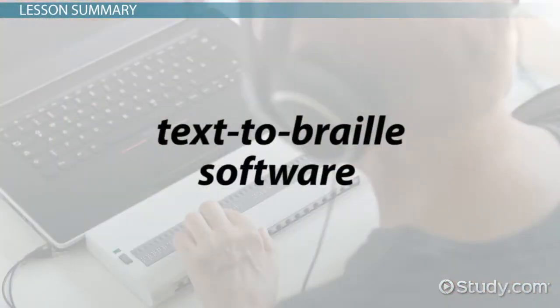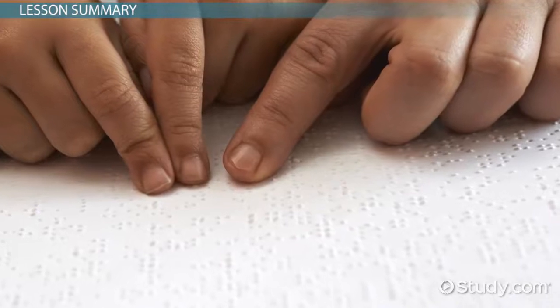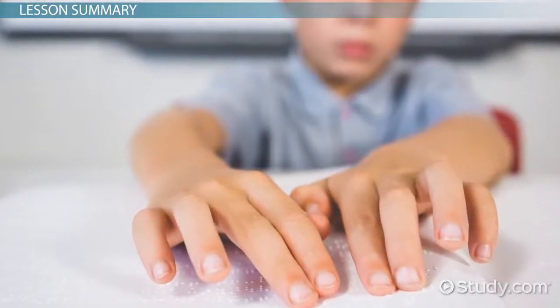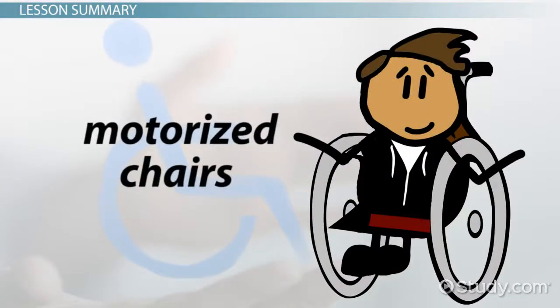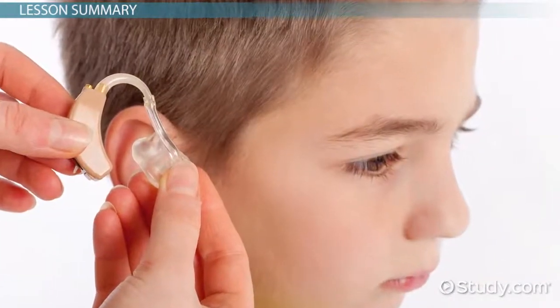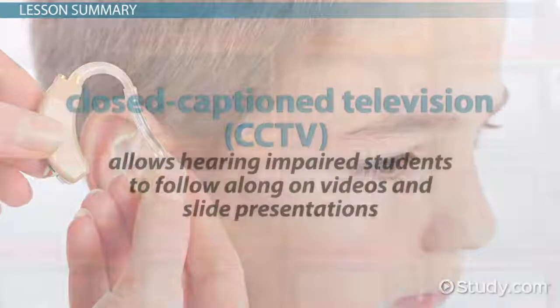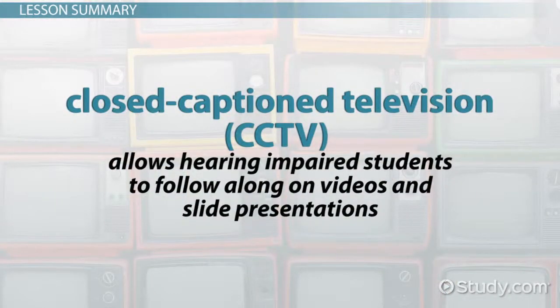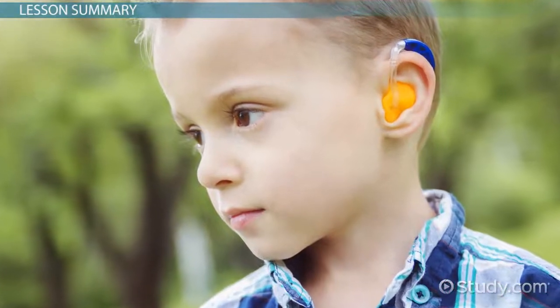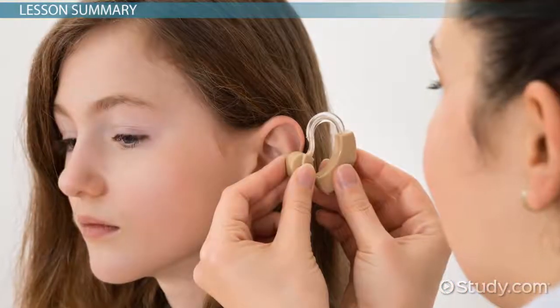Devices such as text-to-braille software help support visually impaired students in the classroom by creating options for them to engage with course materials. Motorized chairs and other assistive technologies empower physically impaired students with the freedom to move about in the classroom. Students with hearing impairment benefit greatly from assistive technologies such as closed caption television or CCTV, which allows hearing impaired students to follow along on videos and slide presentations, as well as assistive listening devices, as they gain the ability to participate in classroom activities that may have been hindered by a reduction in hearing.